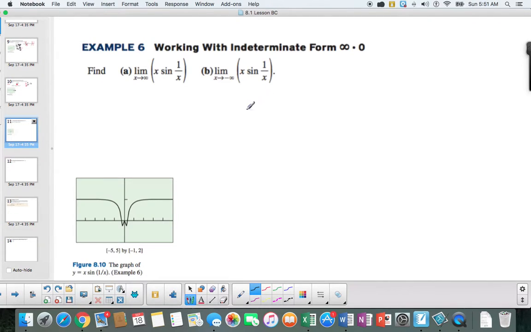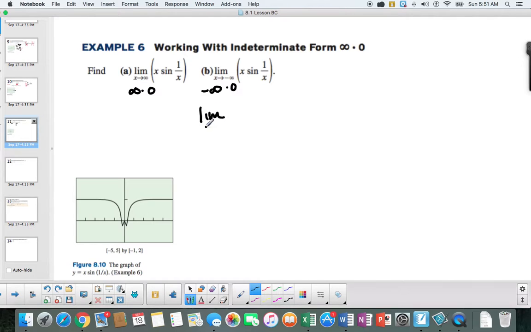Okay, working with infinity times 0. So in here we can see this is going to be infinity, and as this denominator gets larger and larger, the whole fraction gets to be 0, and the sine of 0 is 0. So both of these are going to be an infinity times 0 situation. So how do we handle this?